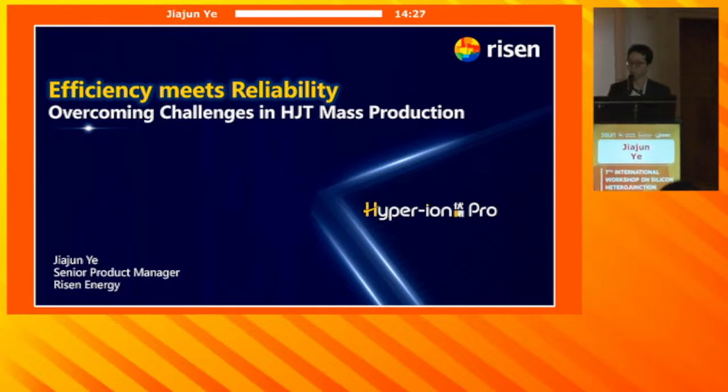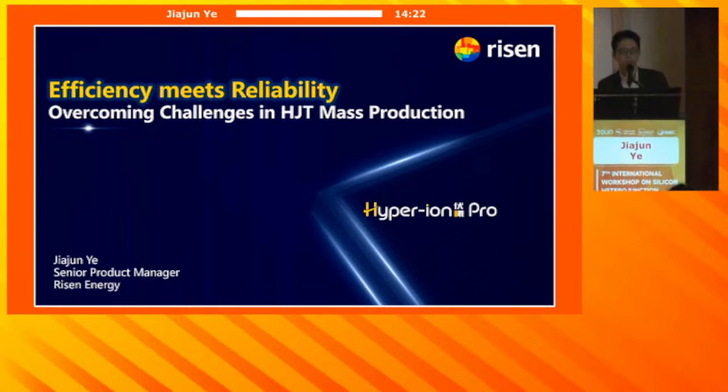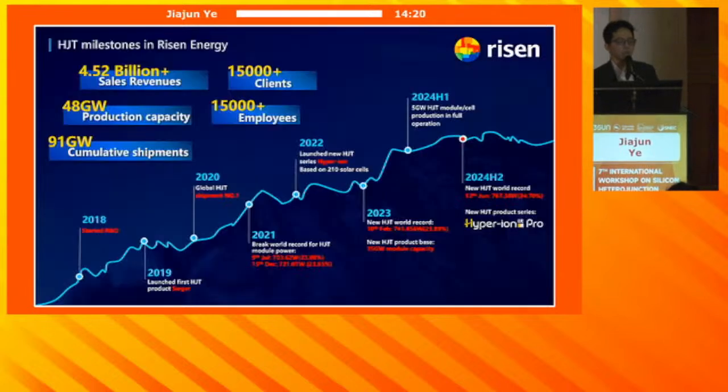So my topic will be our challenges and difficulties overcome in our mass production. To begin, I will give a brief introduction of our company. Ryzen Energy is also a PV module manufacturer, which was founded in 1986, but we started our cell and module manufacturing in 2002, which is a 20-year history.